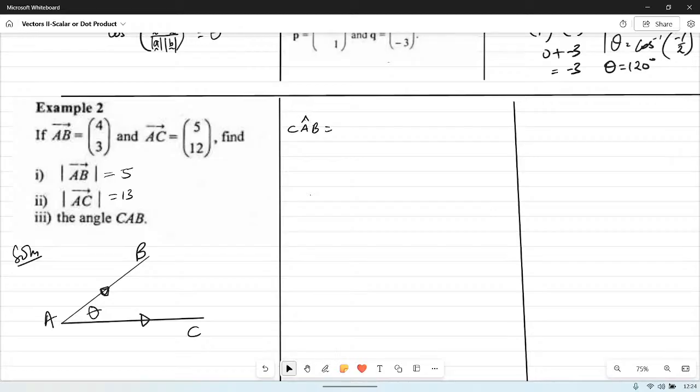Angle CAB in terms of the dot product is going to be what? AB dot AC, and the angle is going to be cos inverse. You get it? Cos inverse of AB dot AC over their magnitudes. Are we okay?